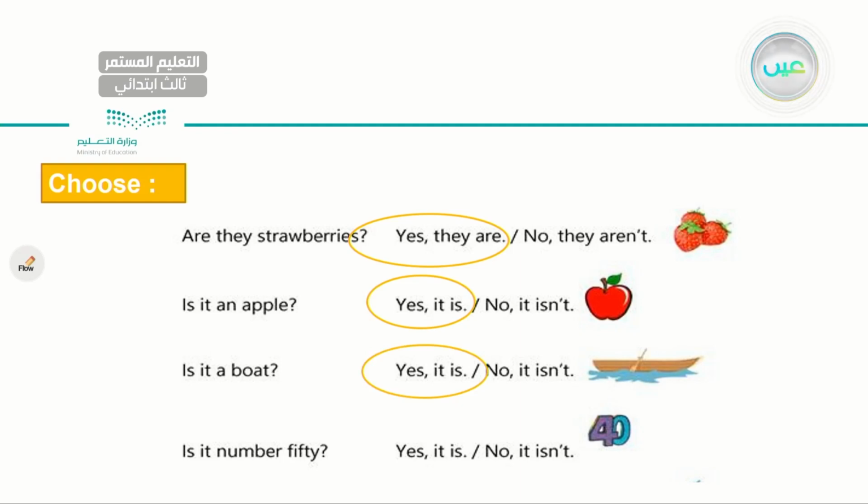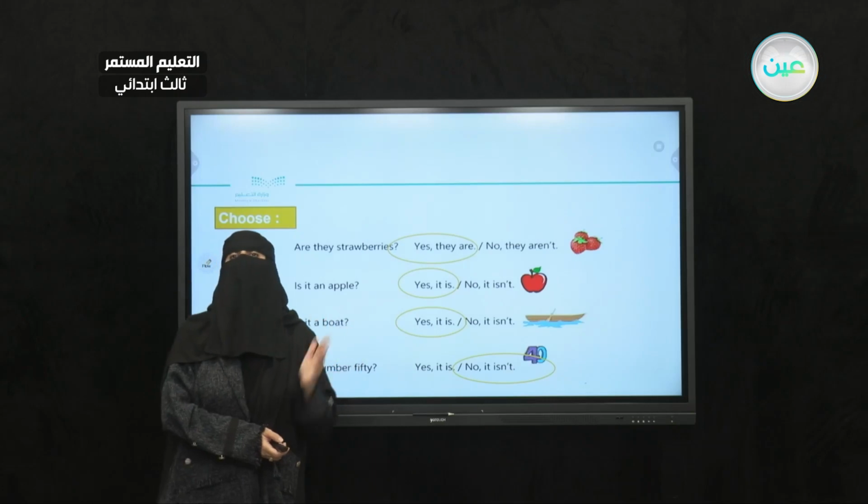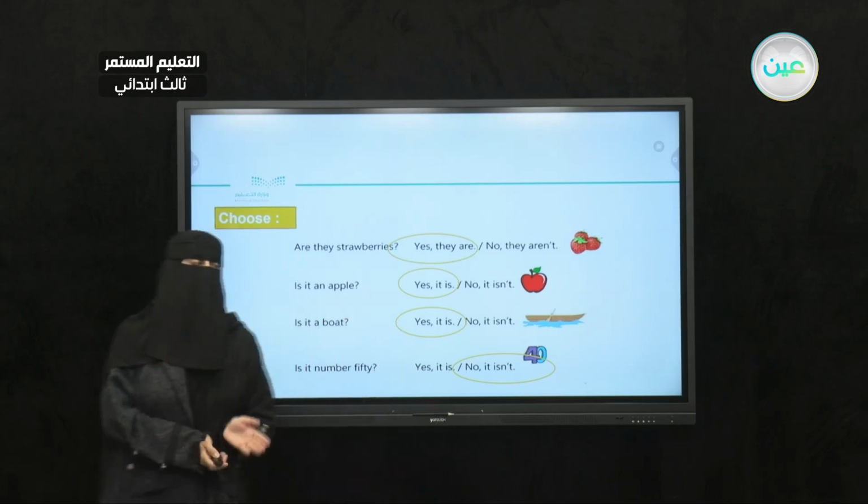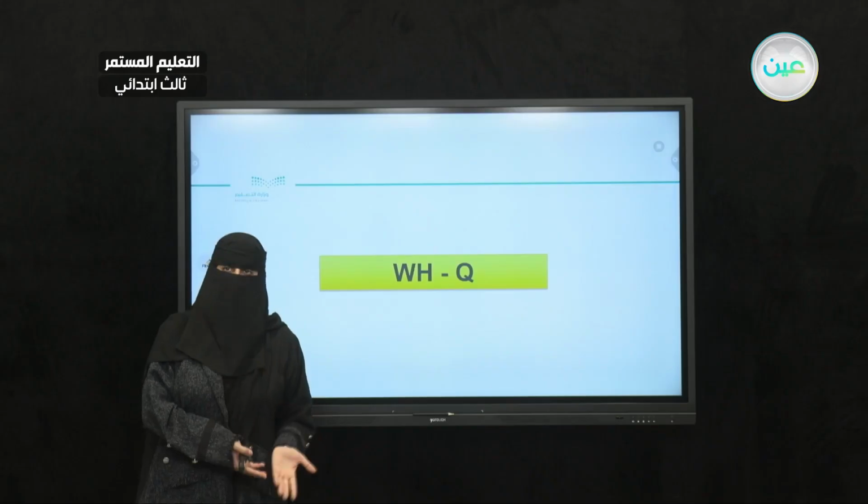Now, last question. Is it number 50? Yes, it is. No, it isn't. Can you see number 50 here? Actually, I can only see number 40, so no, it's not. As you can see here, my dear student, these kinds of questions we only answer with yes or no, okay? But WH questions require information.